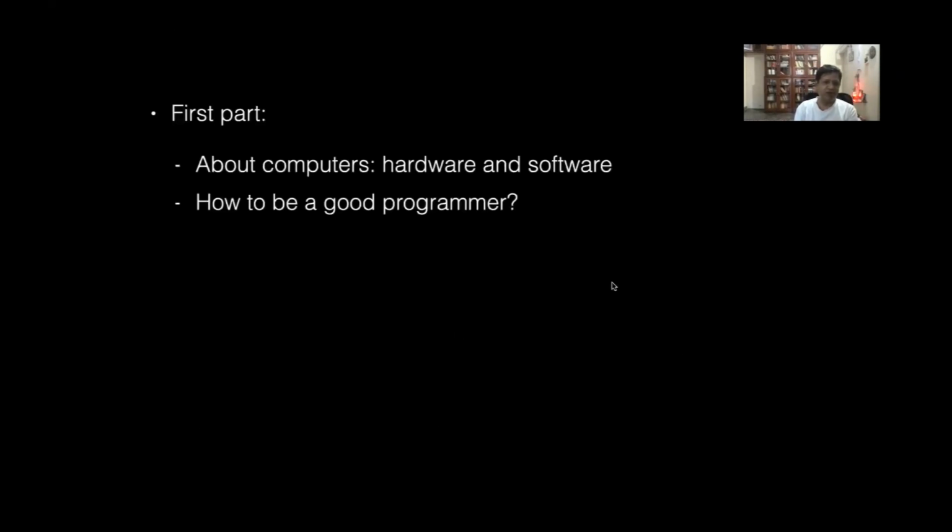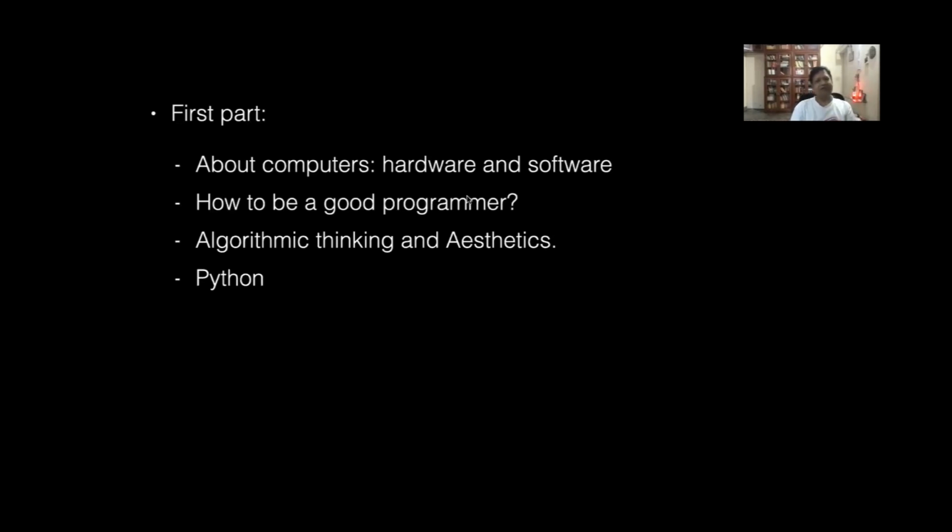So about the course, there will be two parts. One is on language. So I will quickly go through them for you because this is a PG level course. But I will cover these aspects like hardware, software, how to be a good programmer, algorithmic thinking, Python.